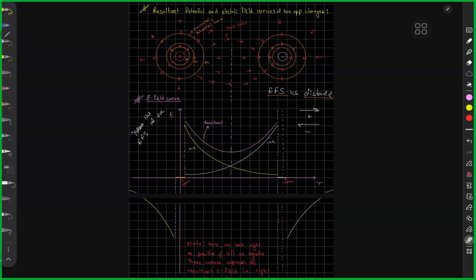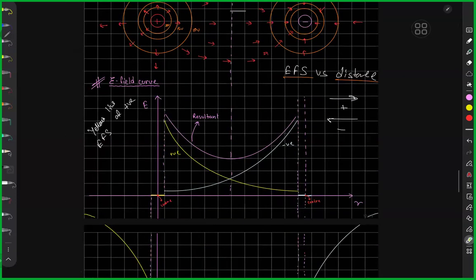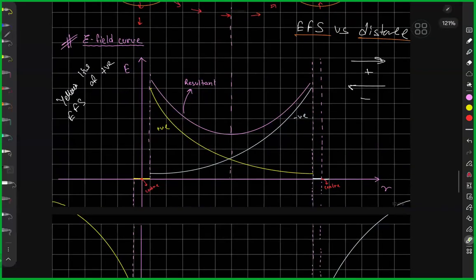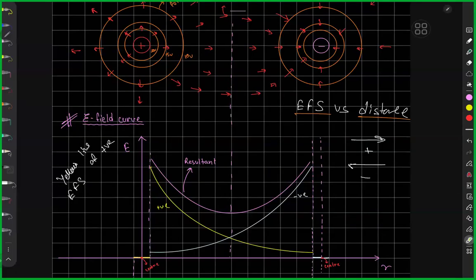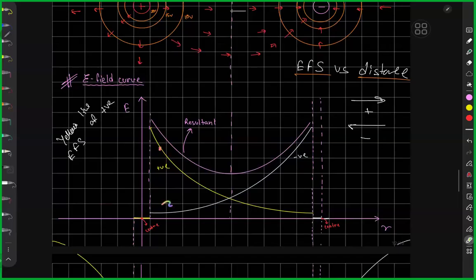Now, to represent the resultant electric field strength curve, what do I do? I add both the curves up. That is what I do. So if I want to find the resultant electric field strength between the charges, in the space between, I add the curves up. So the sum of this value plus this value gives me the total electric field strength on the surface of the charge. And I keep doing that for all the values.